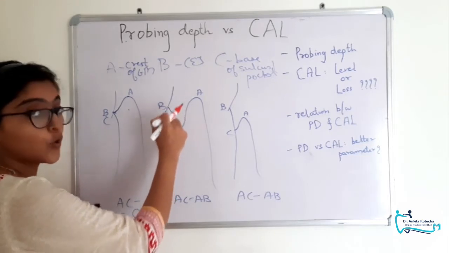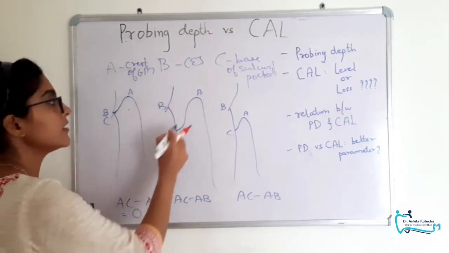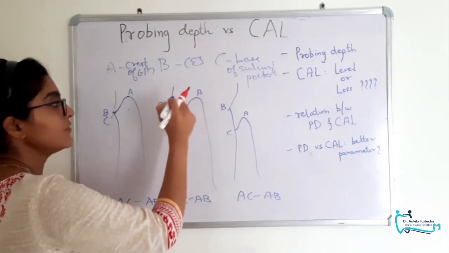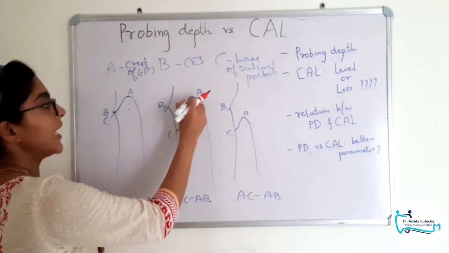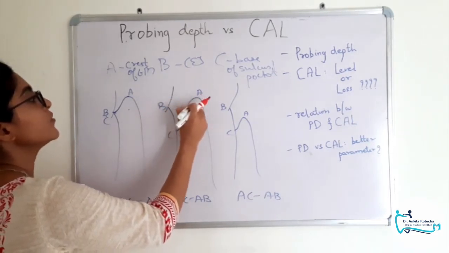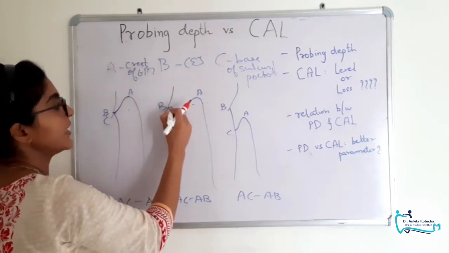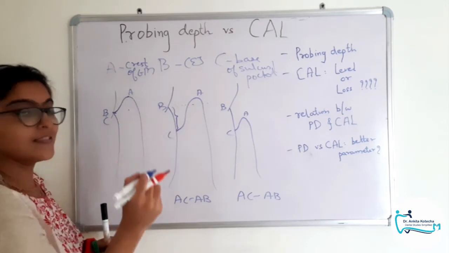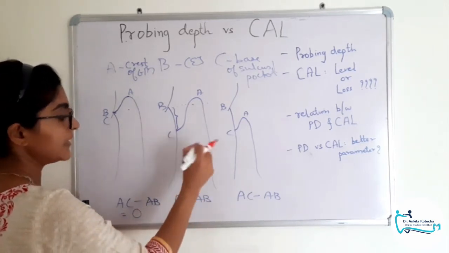Now in case of a deep probing depth, this is a diseased condition where we have a deep pocket. Here the pocket depth is the crest of the gingival margin to the base of the sulcus. This is the probing depth, and the distance between A and B, the crest of the gingival margin to the CEJ, is subtracted, and that is how we get the CAL. Here it will be a positive value. Clear?